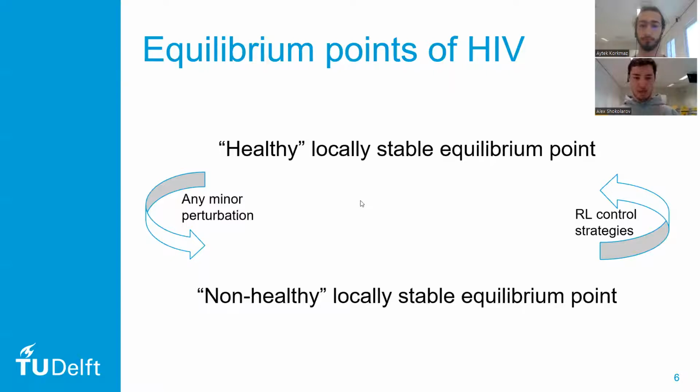The goal is to obtain a narrow control strategy to drive the states from the non-healthy point to the healthy one. Now I'll give the word to my colleague Aitek, who will present the rest of the research and conclude the presentation.